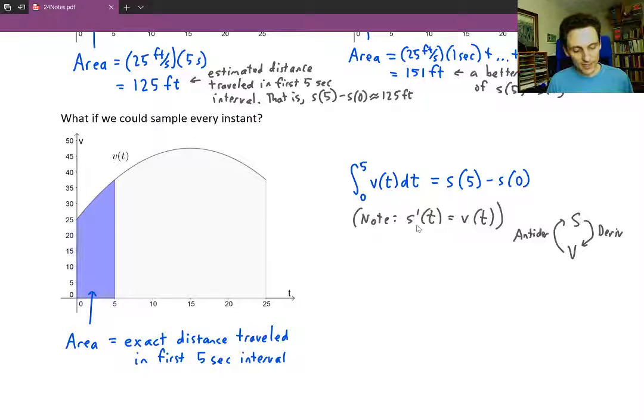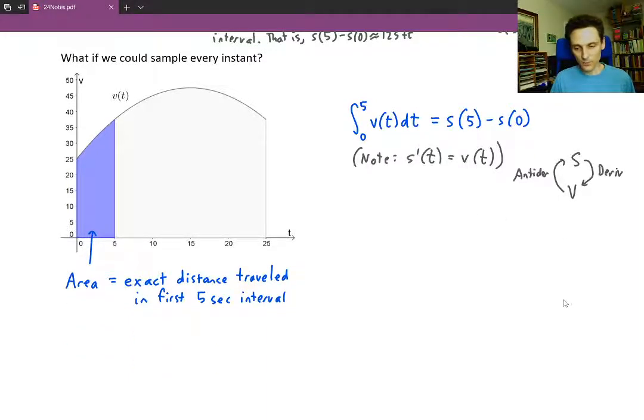Here's another way of writing that. The derivative of the position function is velocity, and therefore the position function is an antiderivative of velocity. Just different ways of writing the same thing.